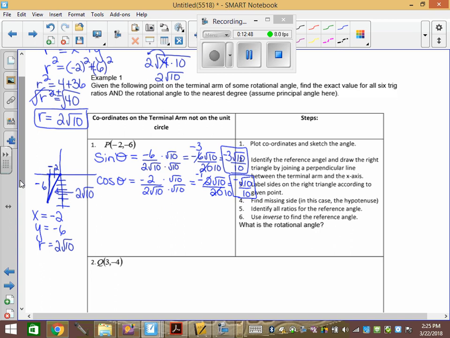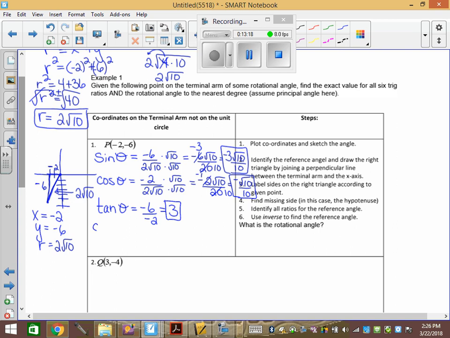Those are the two hardest ones, because they're the only two trig ratios that actually have r in the denominator, correct? And our r is the only one that actually has a radical. So we're not going to have to rationalize any more of them, which is nice. Okay, tan theta. Tan your x box. So negative 6 over negative 2, which is positive 3.